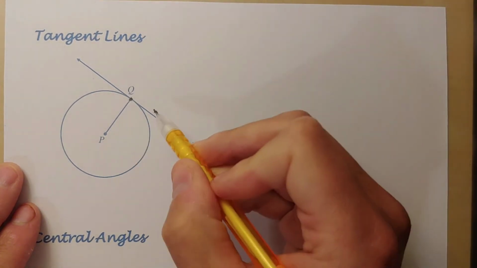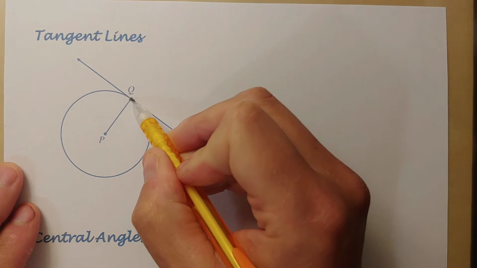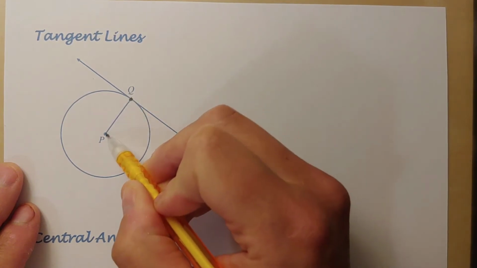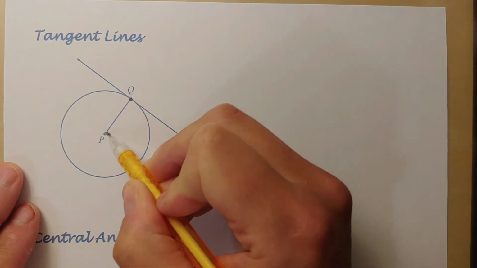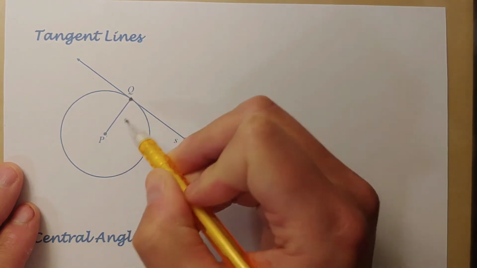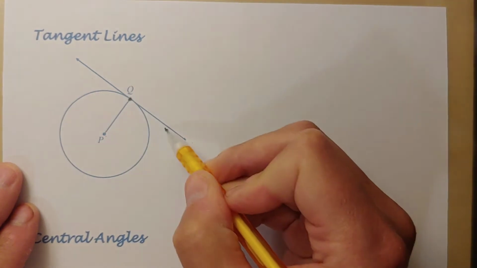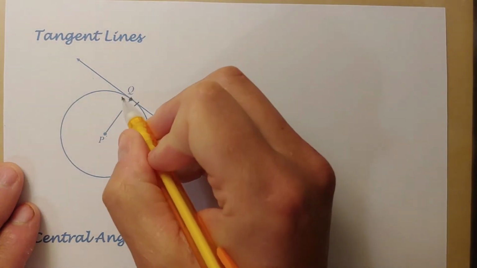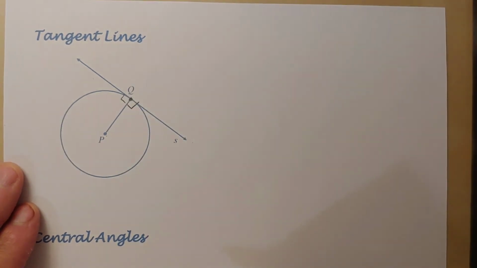But what I neglected to talk about is that if you take that point, what's called the point of tangency, and you draw a line from that point to the center of the circle, essentially draw a radius from that point to the center of the circle, that radius and this tangent line will always make a right angle. And I would have a right angle here, and I would have another right angle over here.